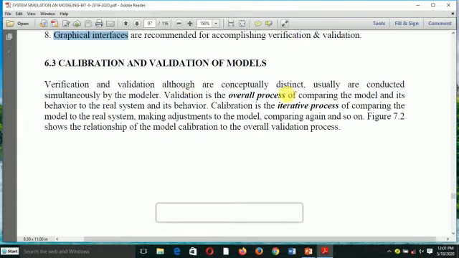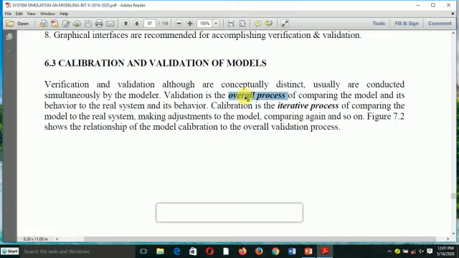Verification and validation are distinct, but some people confuse them and think that they are the same concept. They are different, but even so, they are conducted simultaneously by the model. That means that the model will do both validation and verification. So validation is the overall process of comparing the model and its behavior to the real system and its behavior. It means that we will compare everything from our computerized model to the real system.